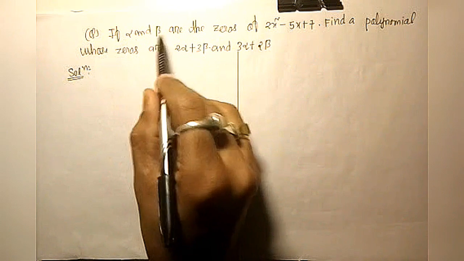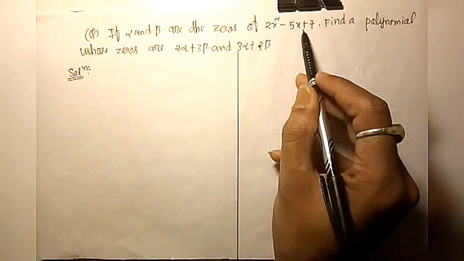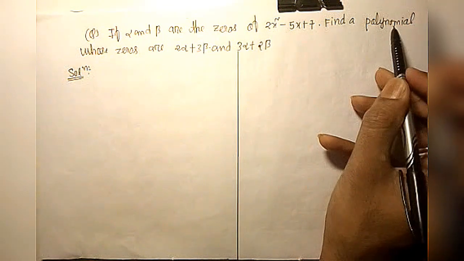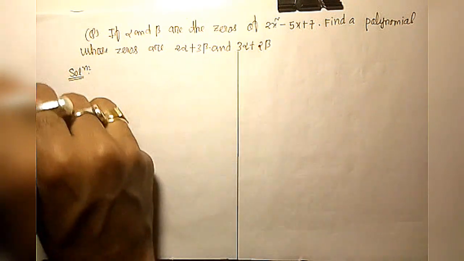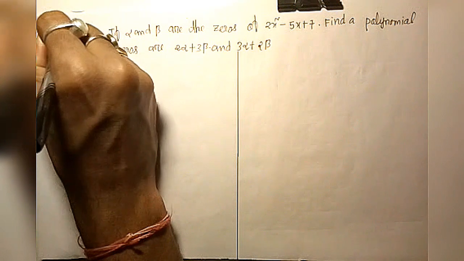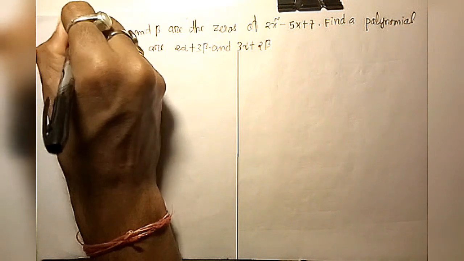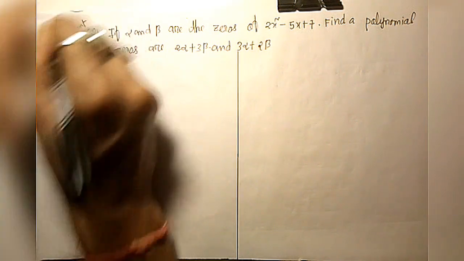Move to the next question. If alpha and beta are the zeros of 2x square minus 5x plus 7, find a polynomial whose zeros are twice alpha plus 3 beta and 3 alpha plus 2 beta. So this is an important question.